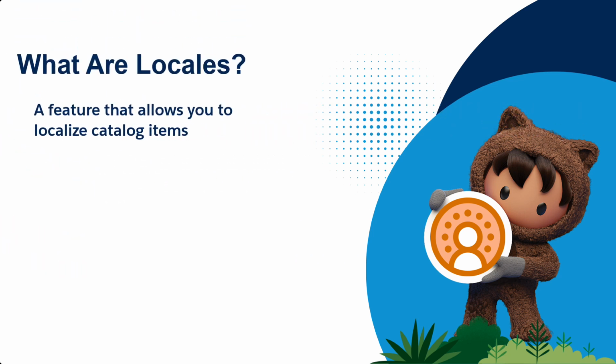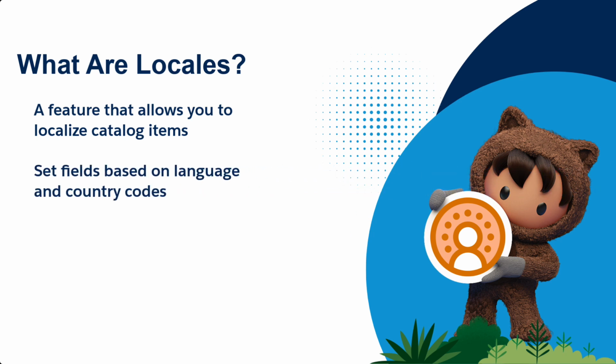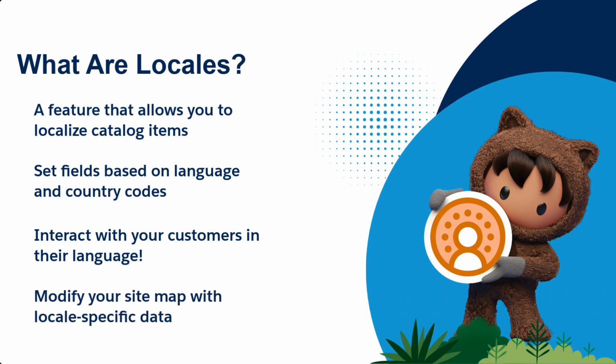Marketing Cloud Personalization allows you to localize catalog items, which means unique data for specific fields can be set based on language and country codes. In other words, Salesforce enables you to interact with your customers in their language and display their local currency. Provided you are tracking user locale information on your website, you can modify the site map to display product information with locale-specific data for particular catalog items.